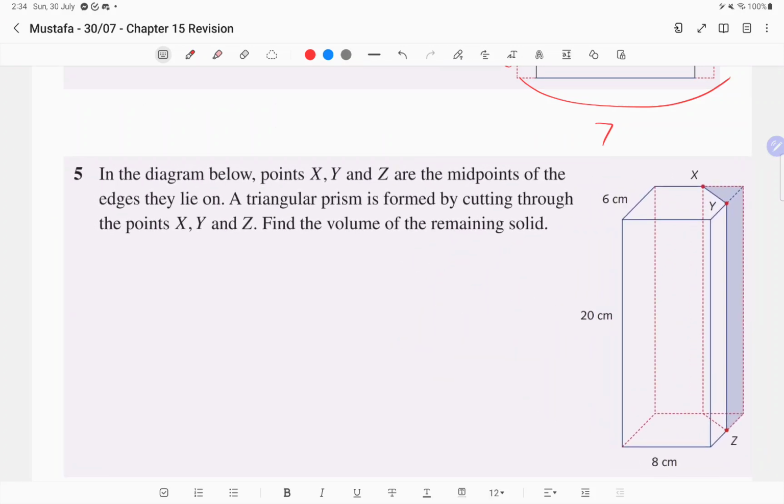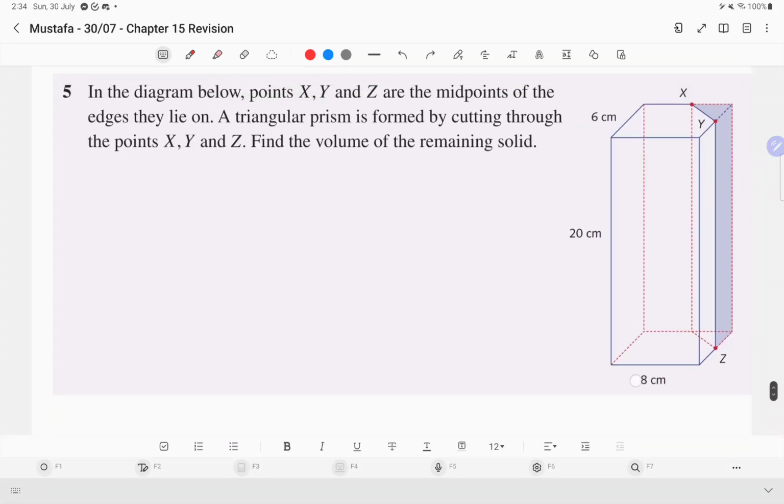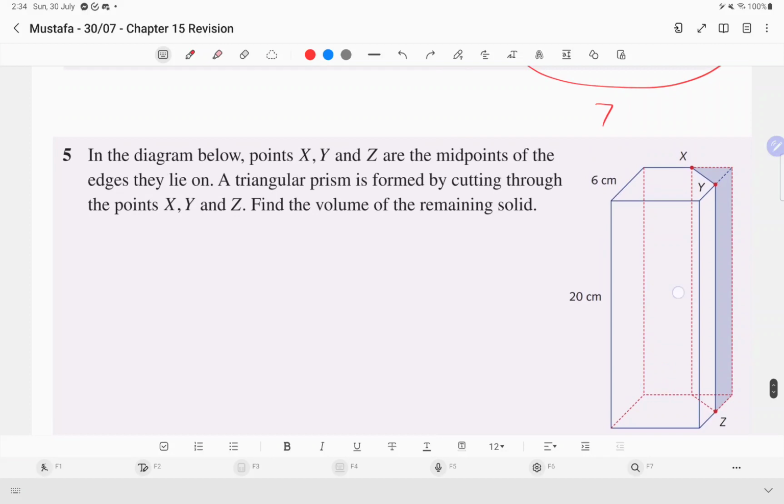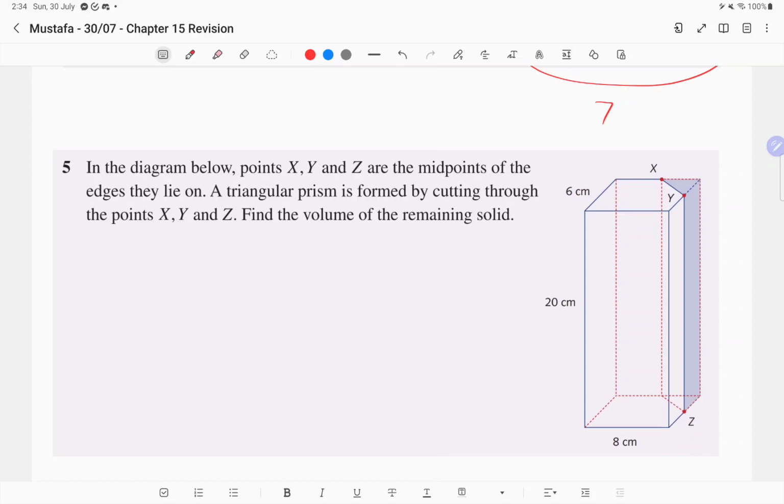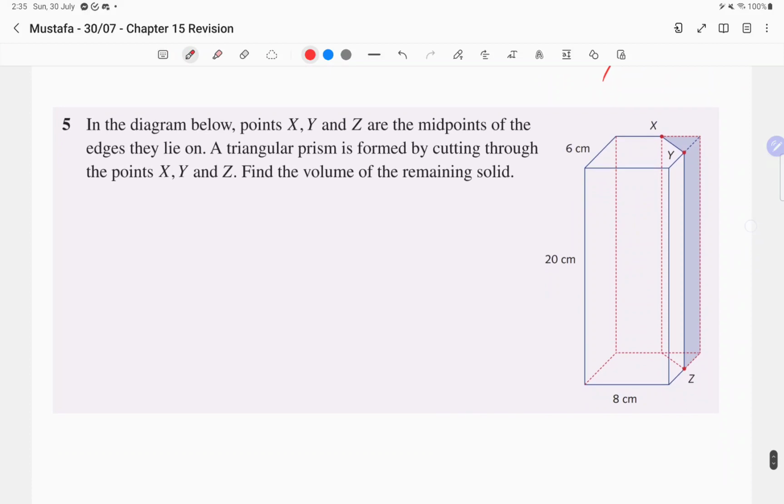X, Y, Z are the midpoints of the edges they lie on. A triangular prism is formed by cutting through the points X, Y, and Z. Find the volume of the remaining solid. What's the main idea here? Cutting a piece of the rectangular prism, a triangular prism. So you find the big one, and then you find the small one, you minus.